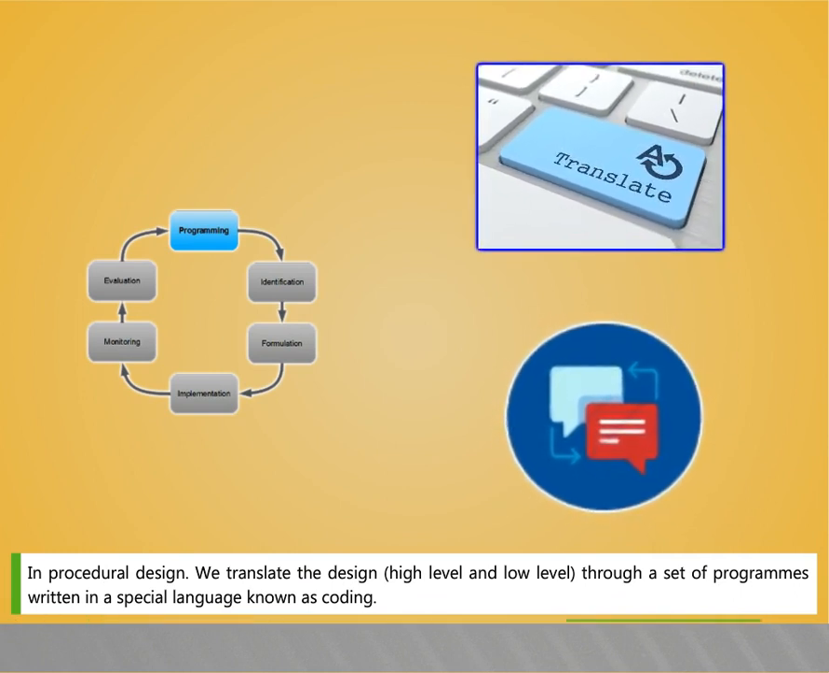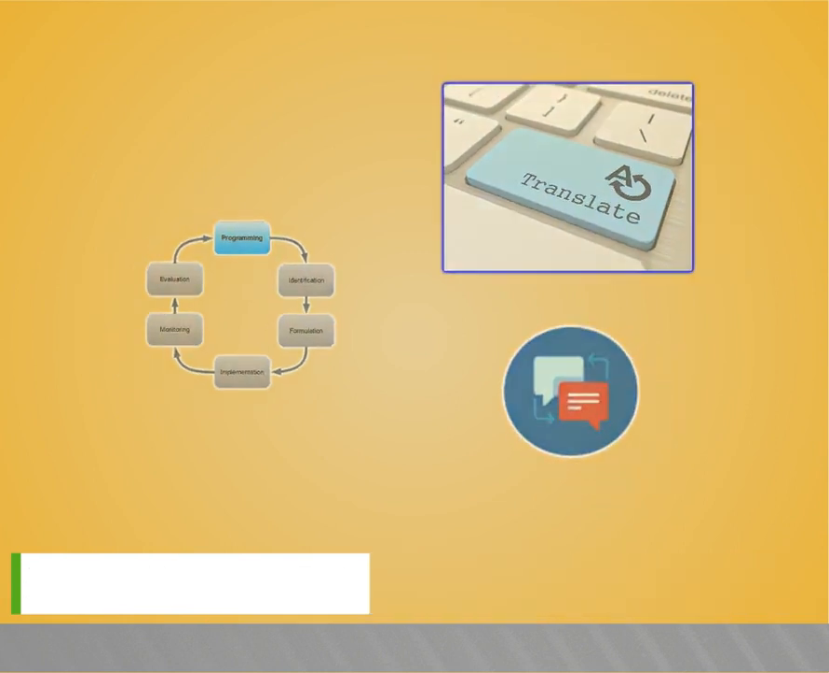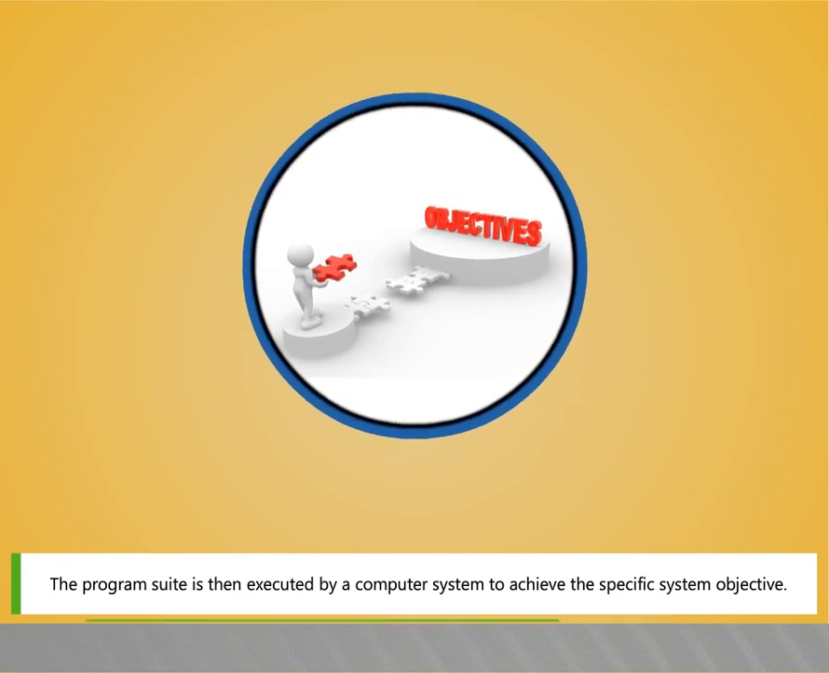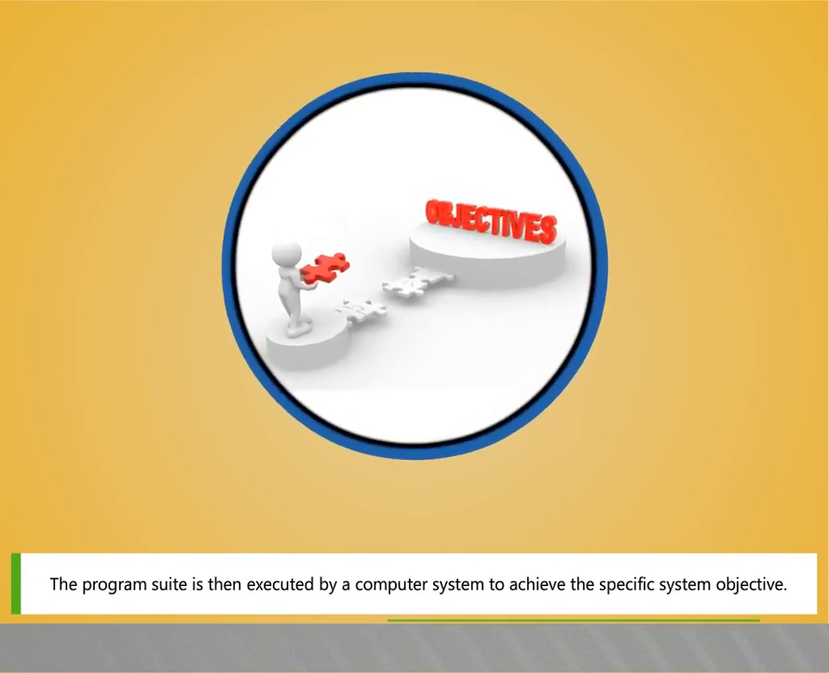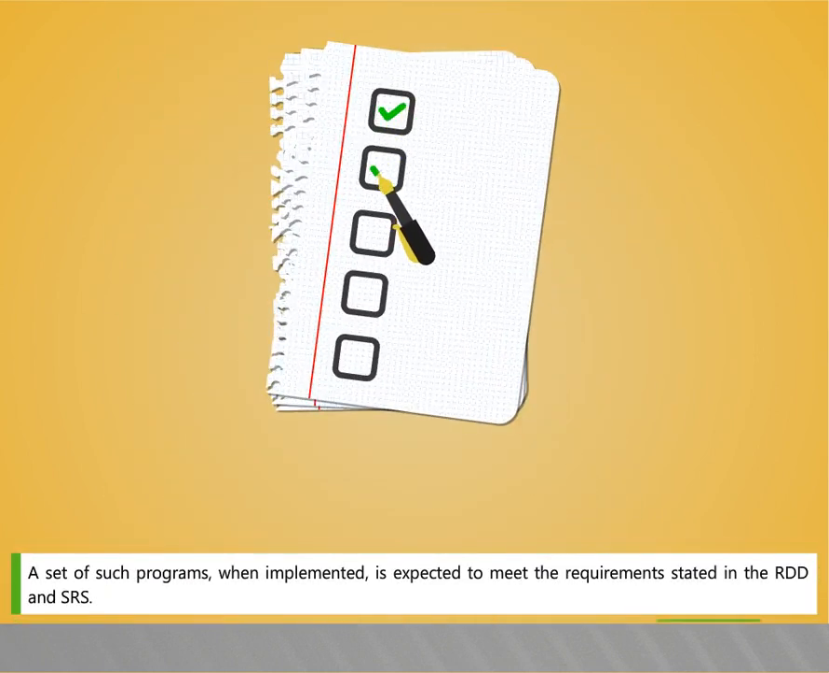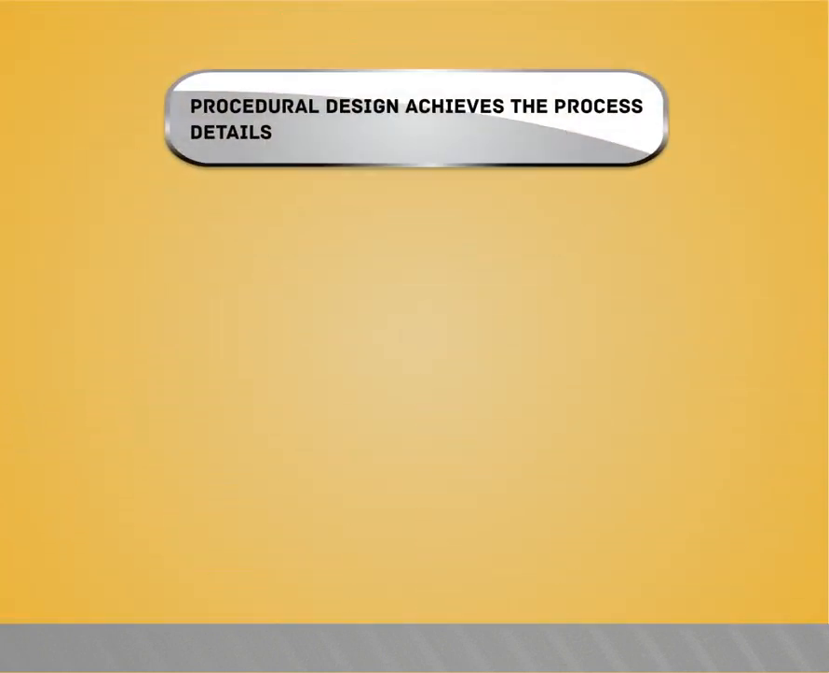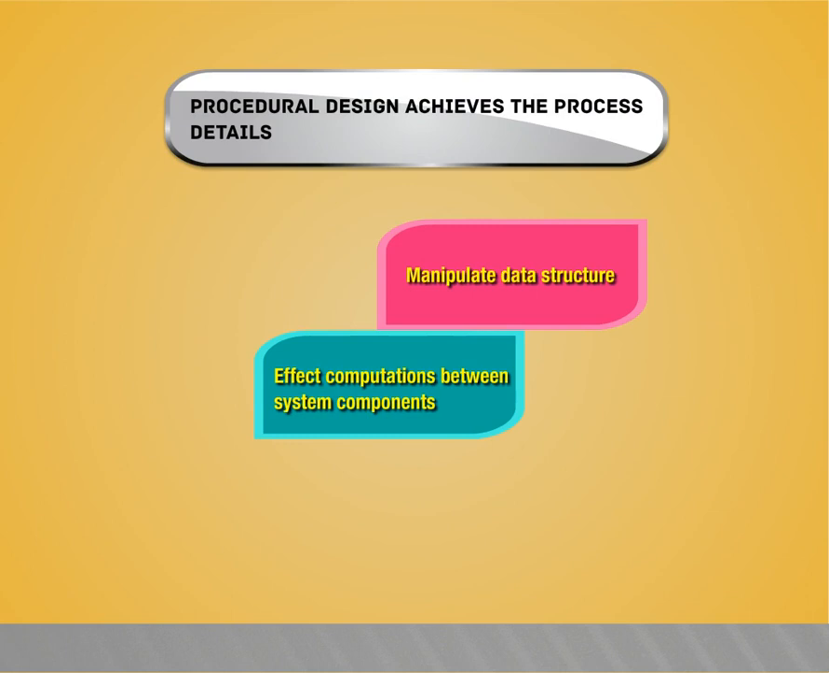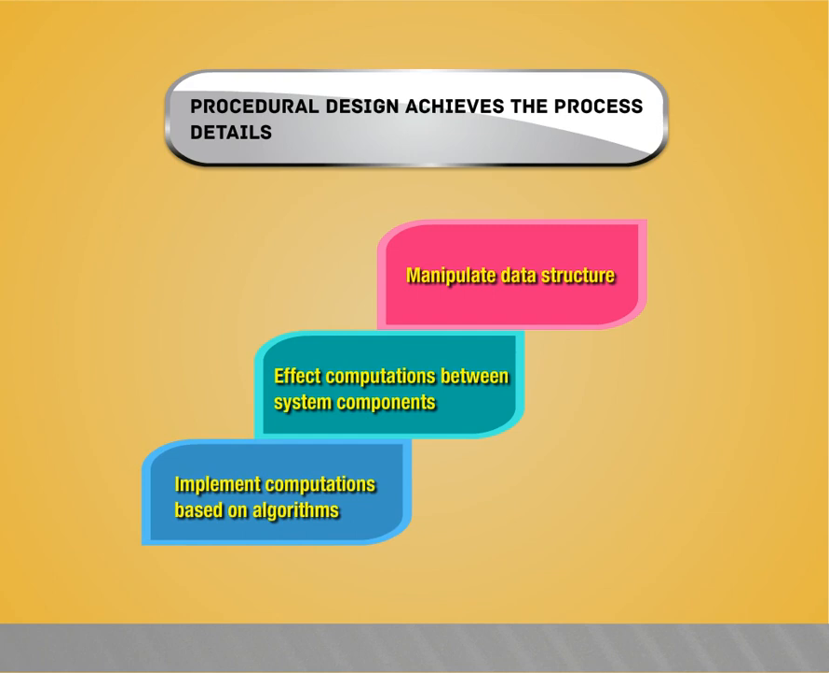in a special language known as coding. The program suite is then executed by a computer system to achieve the specific system objective. A set of such programs, when implemented, is expected to meet the requirements stated in the RDD and SRS. Procedural design achieves the process details to manipulate data structure, affect computations between system components, implement computations based on algorithms.